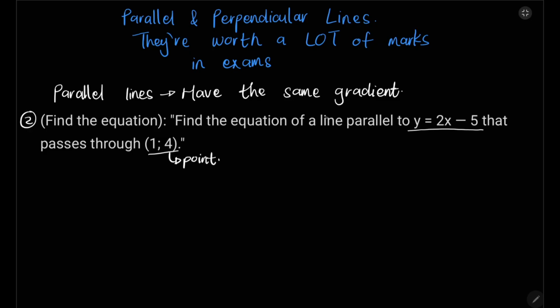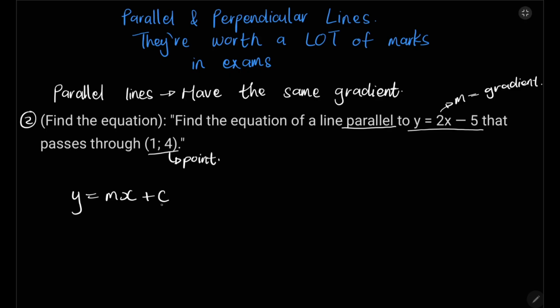For the equation of a line, what is your straight line formula? y is equal to mx plus c. So we have to find this equation, our straight line formula. What do we have so far? We have y is equal to 2x minus 5, and they said that it's parallel. When you look at this straight line equation, you have 2 as your m. And remember, this is your gradient.